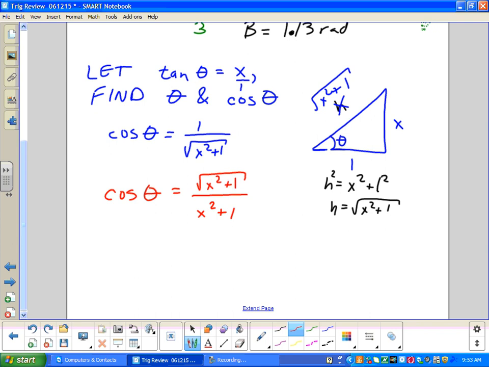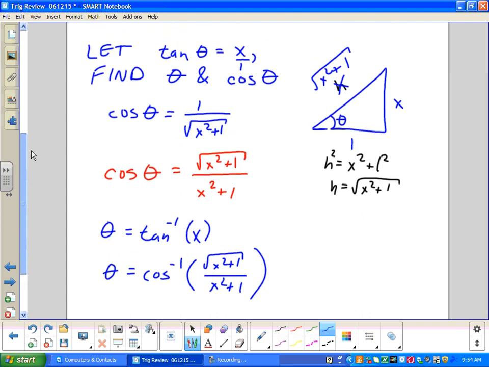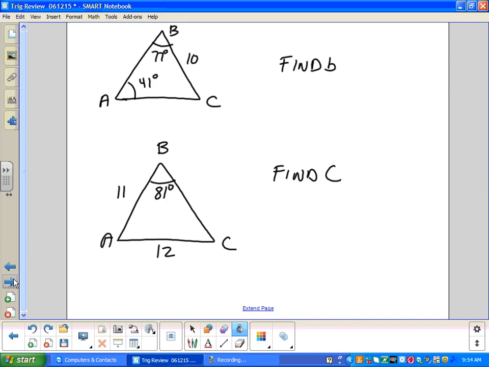To find theta, there's a bunch of ways to do it. The easiest way for theta, I'll write it a bunch of ways. How about tan negative 1 of x? Or how about cosine negative 1 of 1 over the square root of x squared plus 1? I suppose I could do the sine also. I'm not going to bother. But again, those should all be familiar, and those are all exact answers. All right, we'll keep on rolling here.